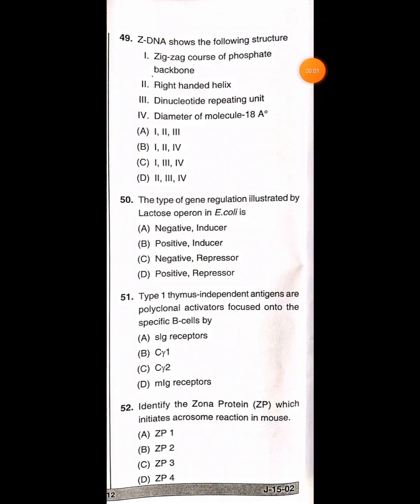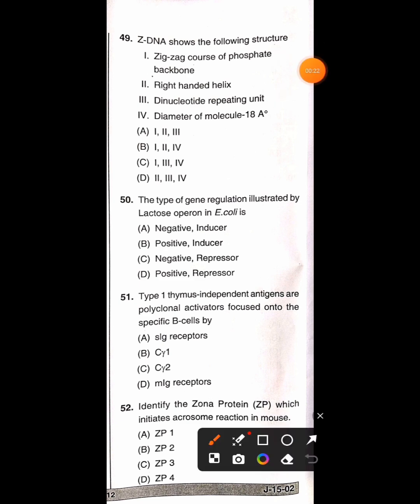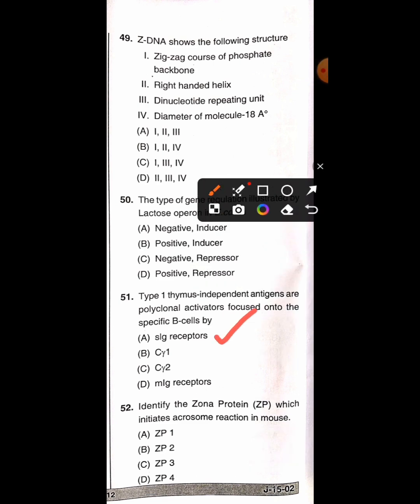Let's see question number 51. Type 1 thymus independent antigens are polyclonal activators focused on to the specific B cells by: SLG receptors, CR1 receptors, CR2 receptors, MLG receptors. For this, SLG receptors is the correct answer. Let's see the next question.